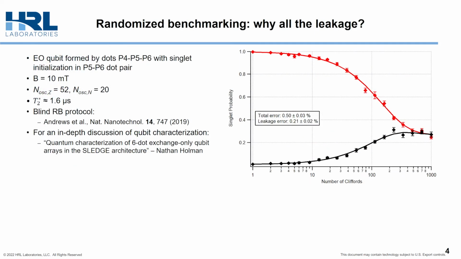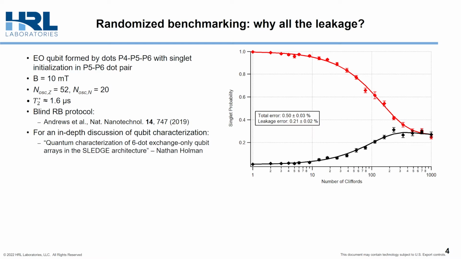For the rest of this talk, the qubit I will discuss is encoded in dots 4, 5, and 6, with the singlet initialized in spins 5 and 6. We applied a small global magnetic field of 10 millitesla. Our T2 star times are about 1.6 microseconds. The quality factors of exchange oscillations on our control axes are 52 and 20, and we can perform blind randomized benchmarking of this qubit, which allows us to characterize not just total qubit error, but also leakage of the qubit from the encoding space.